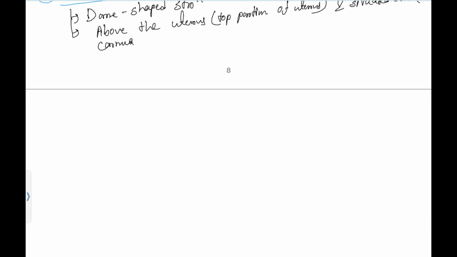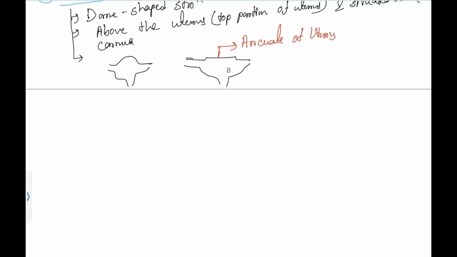Another thing you need to remember: normally it is dome shaped, and this is the normal uterus shape. But for a few women, there is a flattened structure, meaning the fundus portion is not dome-like, and we will call it arcuate uterus. That means the fundus portion is flat.